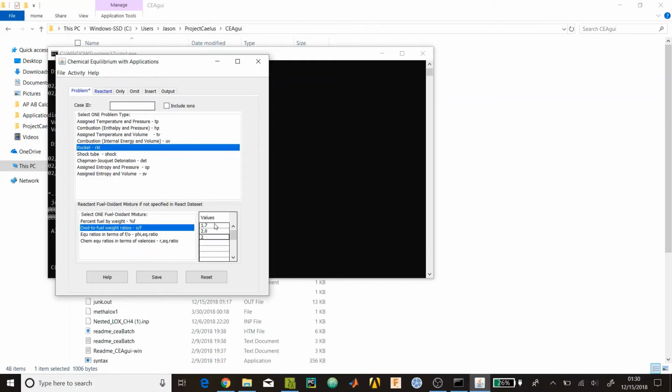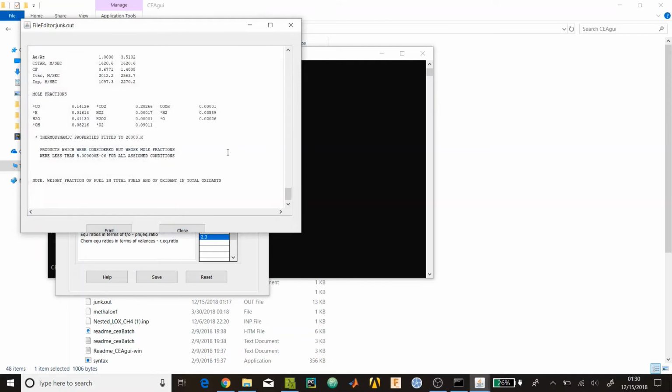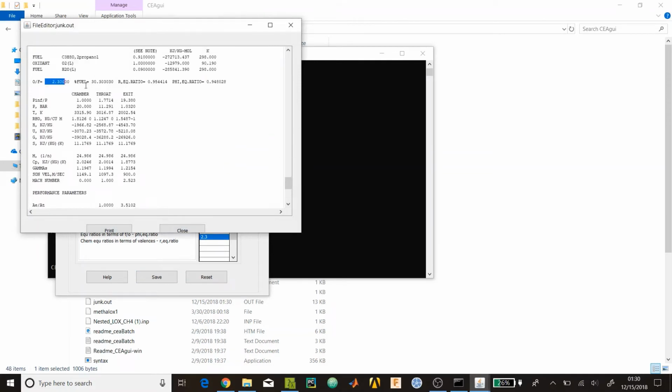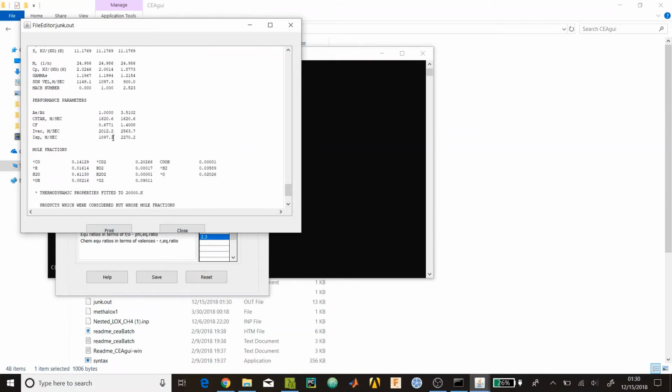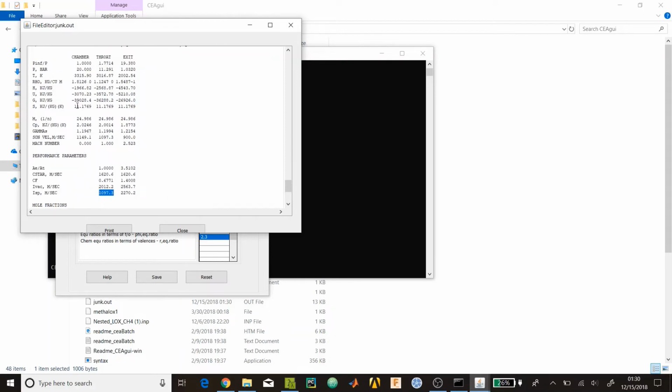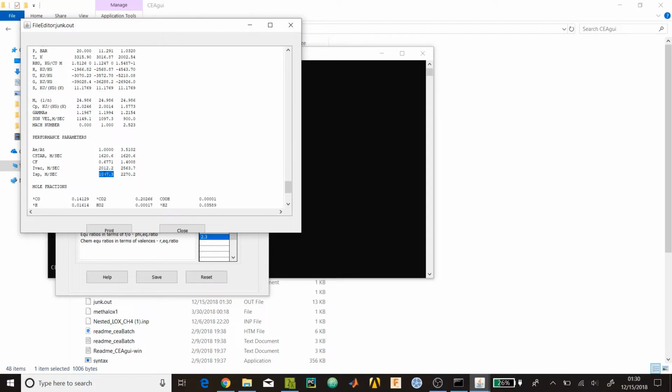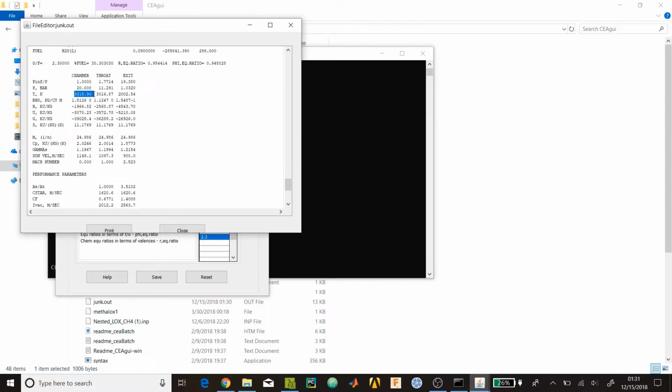So we're just going to try this, and it's kind of a guess and check. I haven't really found a better way to do this. Hopefully it updates. Yes, okay. So 2.3, you can see that the specific impulse decreased even though the temperature is about the same.